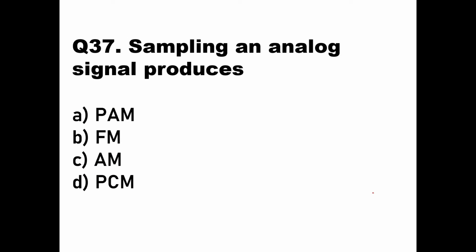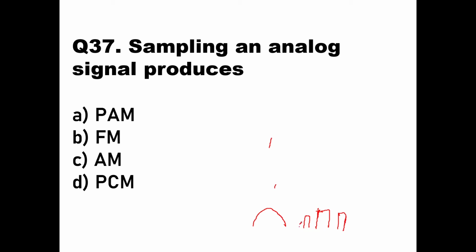Sampling an analog signal produces what? So say this is your analog signal. Okay, so here I will draw your analog signal. This is your analog signal. So here I can show you. This is the analog signal, and for this analog signal you can have these samples. Okay, so if you convert that analog signal, this can be your samples.